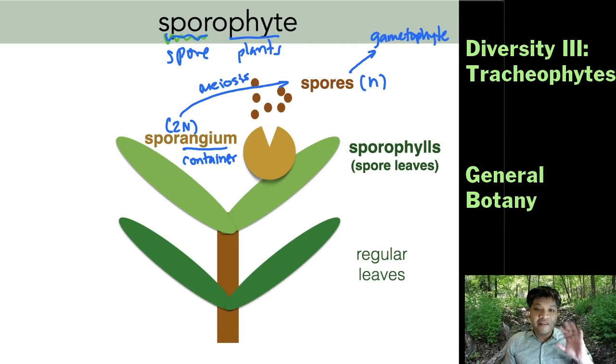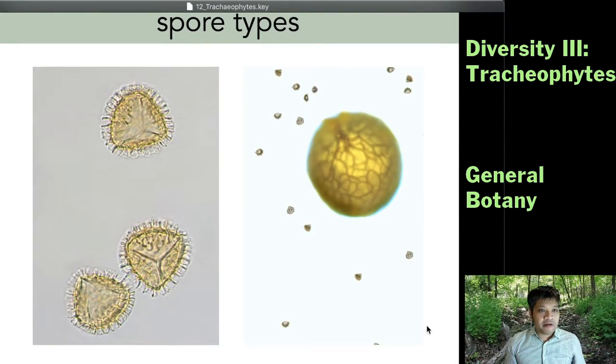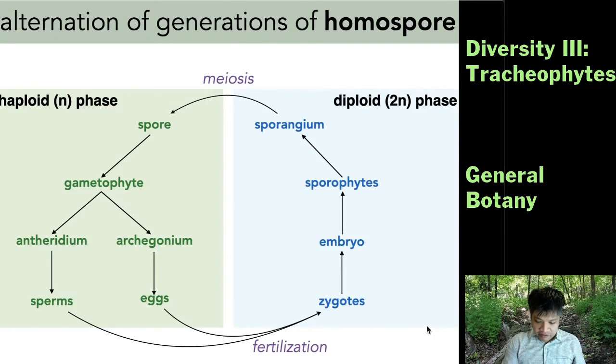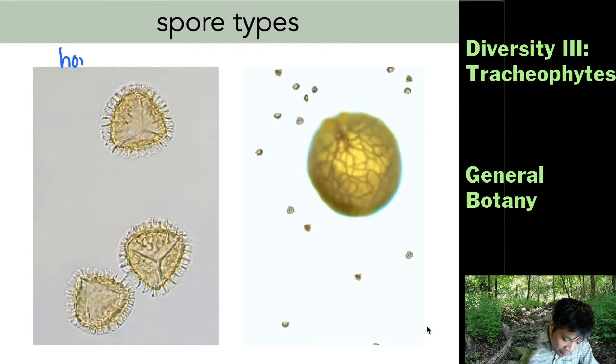Okay, so this is a basic idea of how the sporophyte generation works. They grow regularly, and at some point they create sporophylls, and on the sporophyll they create sporangia. Meiosis happens in the sporangium, and then they produce the spores. There are two types of spores that can be produced. The first type is called homospores, meaning one size of spores.